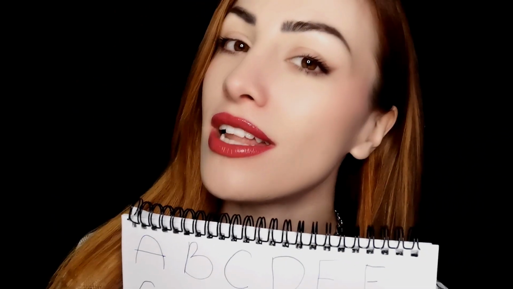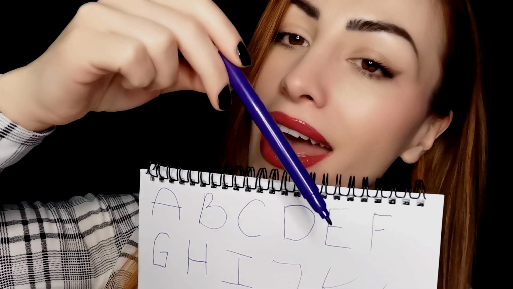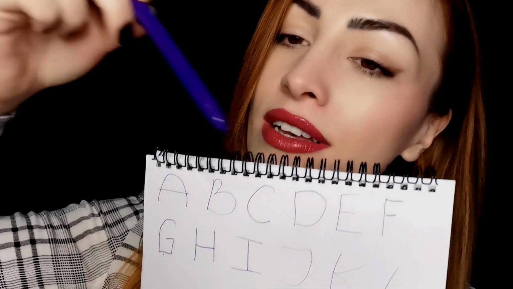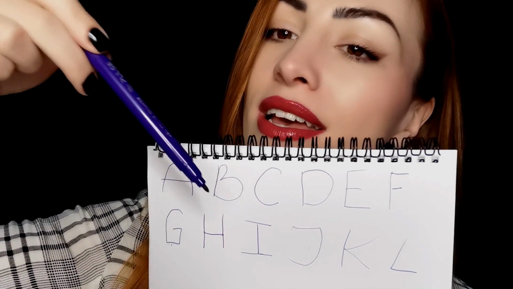So you will notice that all the letters are, of course, the same, but there is a different pronunciation. So let's revise what we have done so far. We have A, B, C, D, E, F, G, H, I, J, K, L.